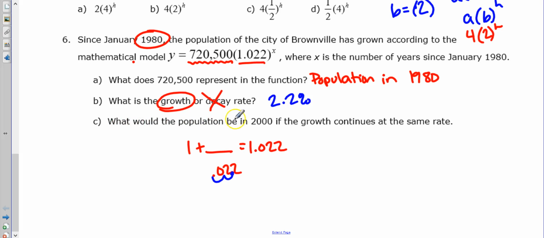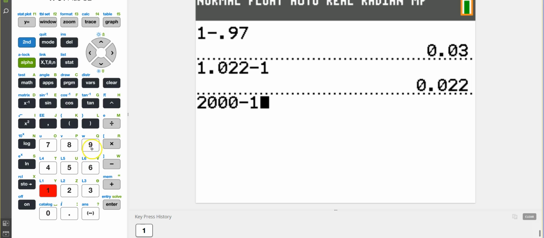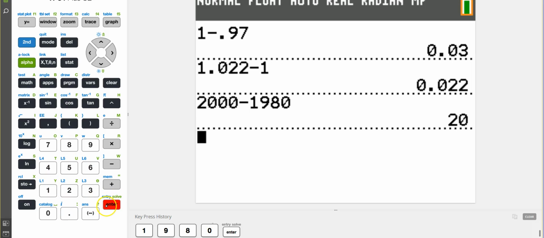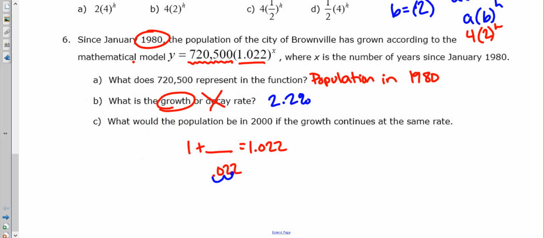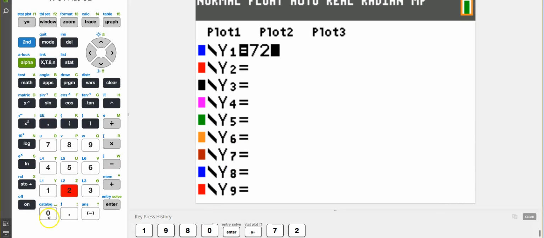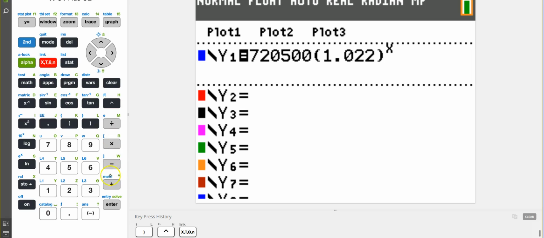Now it says, what would the population be in 2000 if the growth continues at the same rate? Now I need to know when 2000 is. Okay, if I start in 1980 and I go to 2000, how many years is that? I mean, I can just use my calculator. 2000 minus 1980, and that would be 20 years. All right, so I'm going to go to y equals, and I'm going to input my equation. It says 720,500. Okay, so I'm going to type that in, 720,500, parentheses, 1.022 to the power of x.